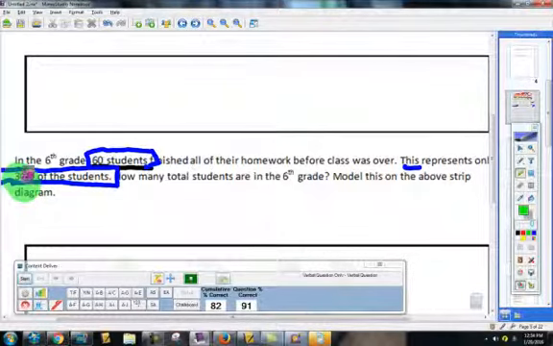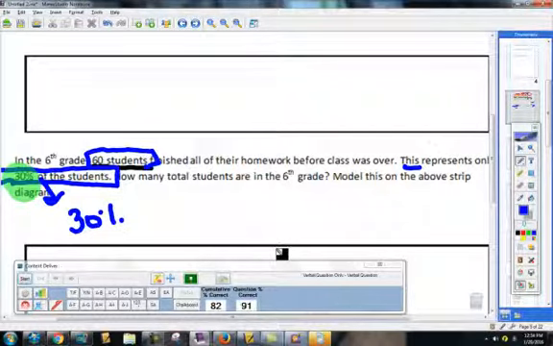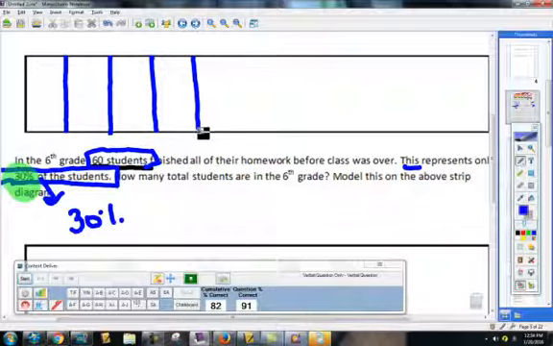So since this is 30%, that says 30% right there, by the way, which method is going to allow me to be able to see 30%? Yes? So I'm going to have to cut it into 10% sections. I'm going to try to do this as evenly as possible, but it doesn't have to be perfect.